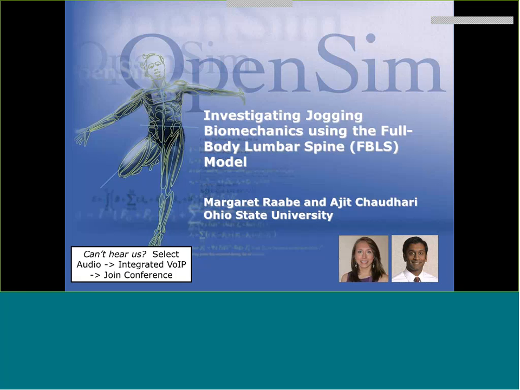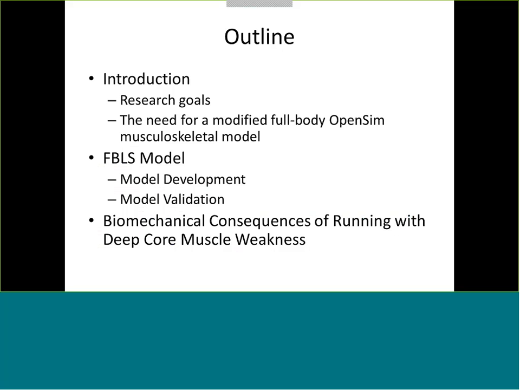Or who are watching this in the future. So we're going to be talking about investigating jogging biomechanics using the full body lumbar spine model. So our overall outline is first I'm going to give some introduction, talking about our research goals as well as the need for a modified full body OpenSim musculoskeletal model. Then Margaret is going to talk about the model itself, both its development and how we've validated it. And then she's going to talk about the first study that we have done using this model, looking at the biomechanical consequences of running with deep core muscle weakness.